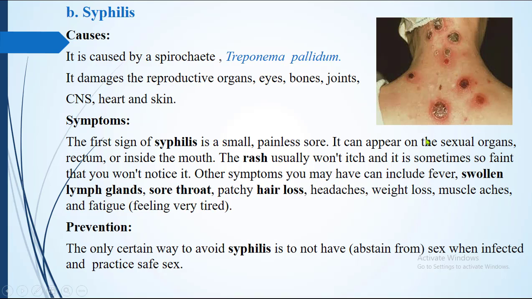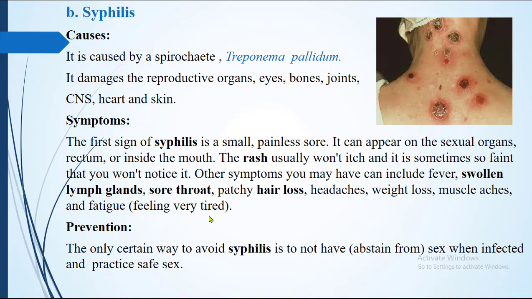It can appear on the sexual organs, on the rectum, on the inside of the mouth, and the rash usually won't itch, and it is sometimes so faint that you won't notice it. Other symptoms you may have can include fever, swollen lymph glands, sore throat, patchy hair loss, headache, weight loss, muscle ache, and fatigue, which is usually tiredness.